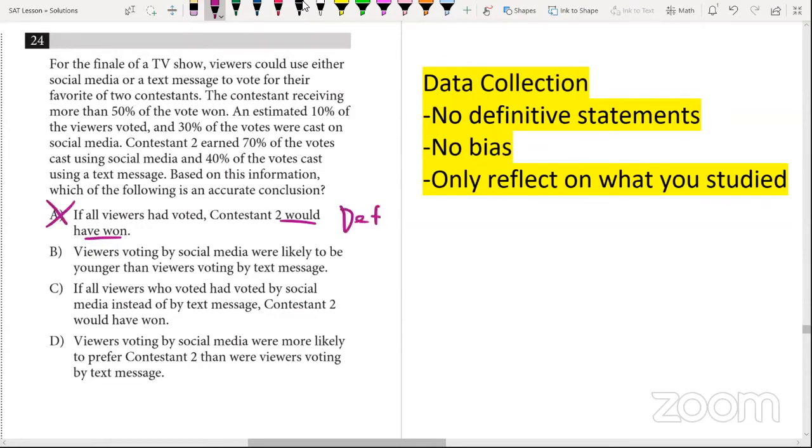Viewers voting by social media were more likely to be younger. Well, we can only reflect on what we studied. The fact that someone's likely to be younger, I don't see anything in here that is studying whether they were younger or older. So this is the idea that you can only reflect on what you studied. C, if all viewers who voted had voted by social media instead of by text, contestant 2 would have won. Once again, the only person who knows that is God. That's a definitive statement. They're saying what definitely would have happened, and we're not allowed to do that.